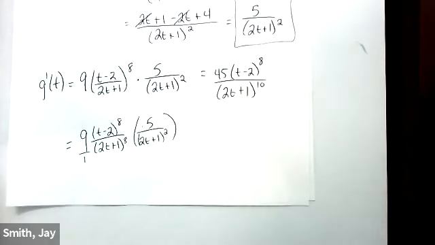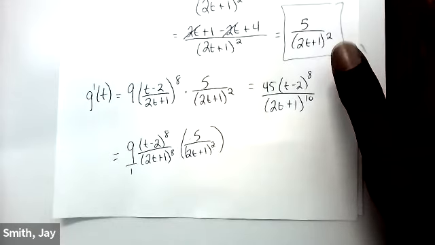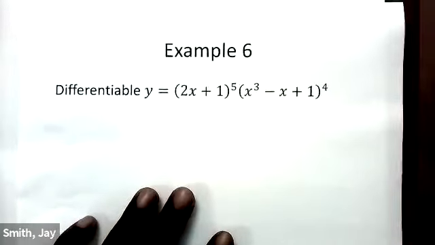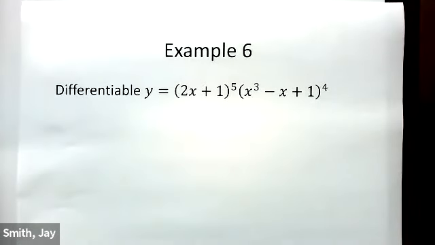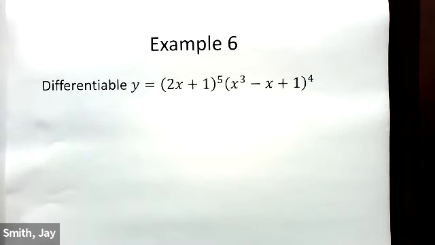All right, example 6. Okay, is anybody still copying it? All right, example 6. Another type of problem where we're testing more than one differentiation rule at a time. Example 6, we're asked to find the derivative of the equation y, which is equal to 2x plus 1 to the 5th times x cubed minus x plus 1 to the 4th.